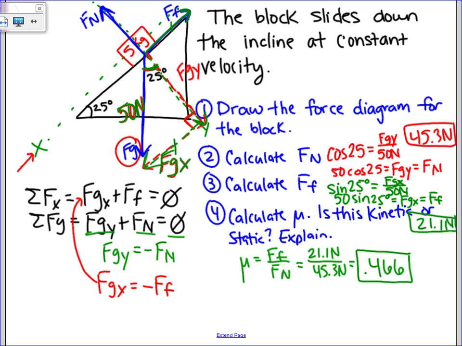The question then asks, is the mu or friction kinetic or static, and explain. The answer would be it's kinetic, and the reason I know that is because up here it tells me it's moving at constant velocity. If it was motionless, it would be static. But since it's constant velocity or moving, it's going to be kinetic. This concludes the video on the ramp problem for Unit 4.